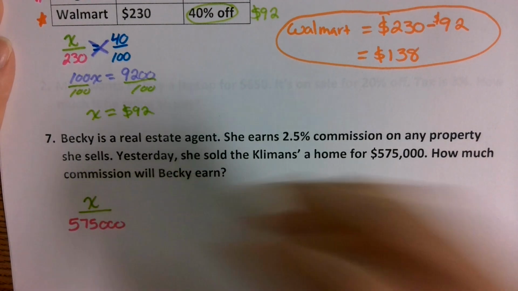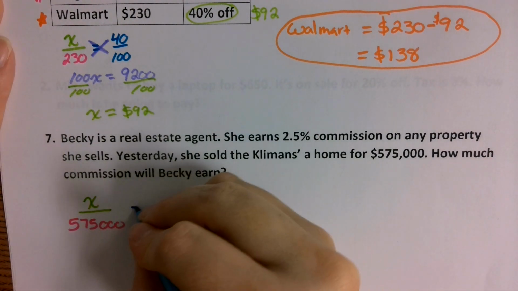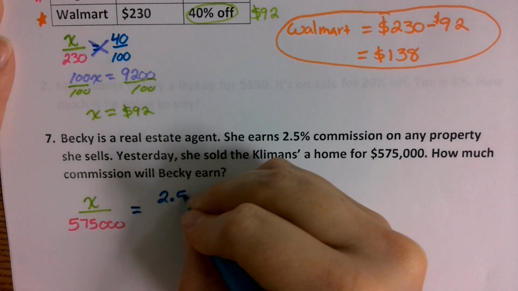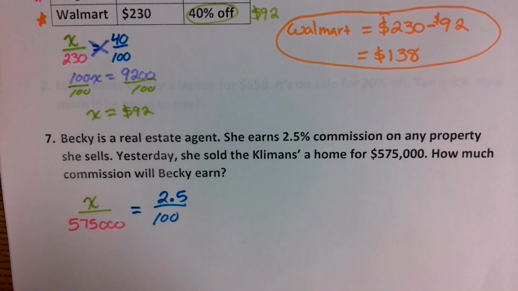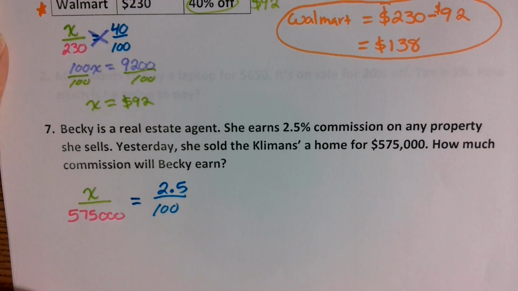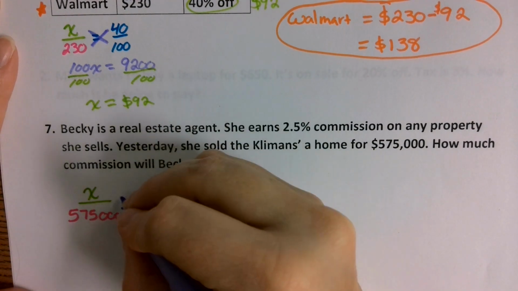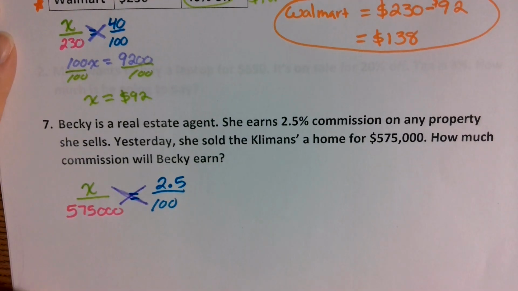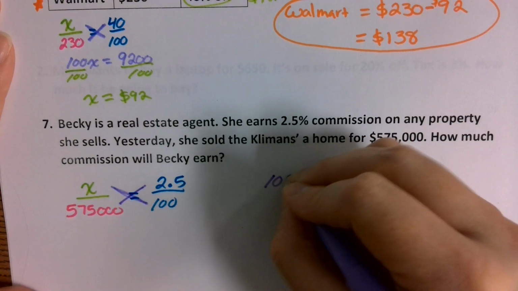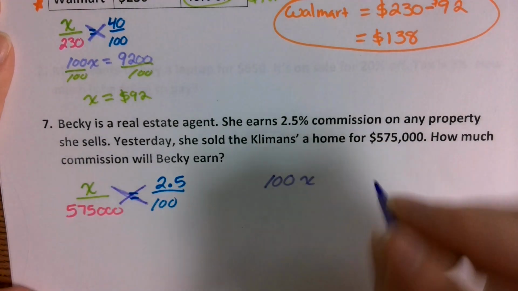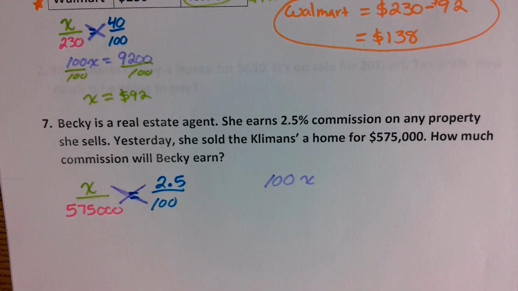$575,000. We do know that she's earning a percent, that's 2.5%. And that doesn't seem like a lot, does it? 2.5% doesn't seem like much. But when you're earning that off of a very large quantity, it can be quite a bit. So if we do 100 times X, we get 100X. We do 575,000 and we multiply it by 2.5.